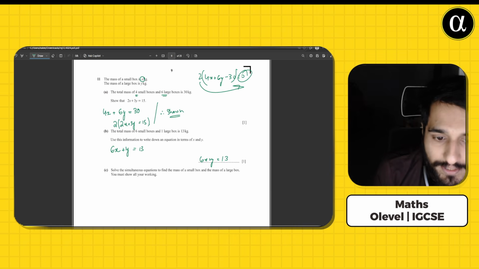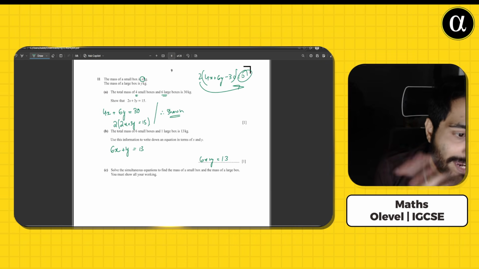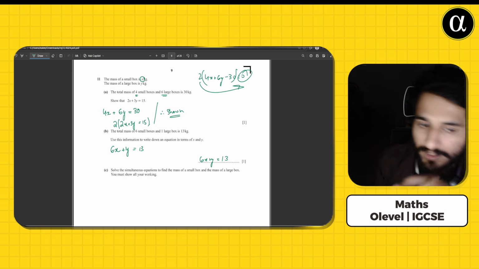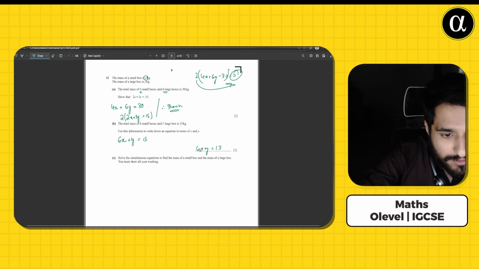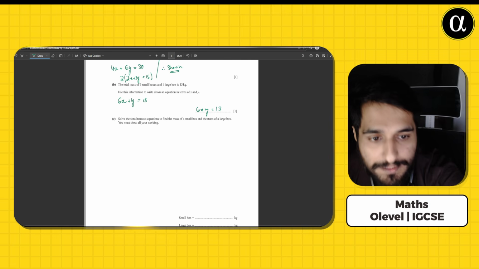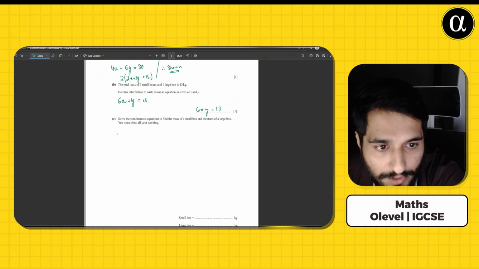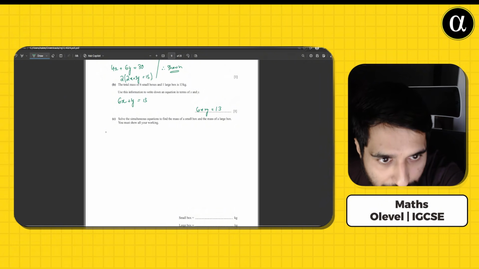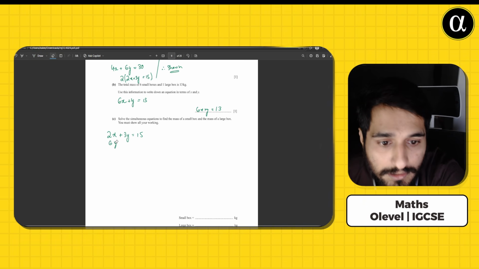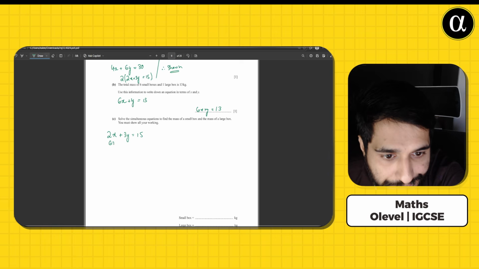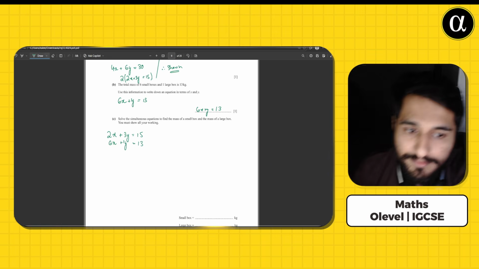Now, the next part says solve the simultaneous equations to find the mass of a small box and the mass of a large box. We are supposed to find the value of x and y using simultaneous equations. There are numerous methods that we know: substitution, elimination, and graphical as well. We can use any of the first two methods that I mentioned. So 2x plus 3y equals 15, and 6x plus 1y equals 13.